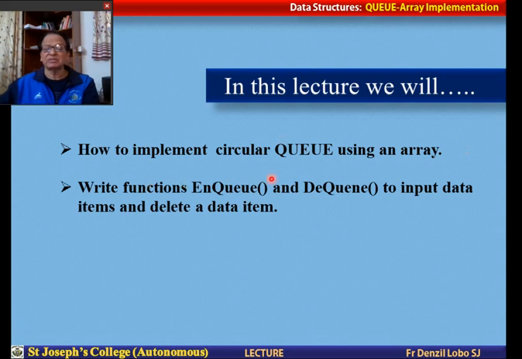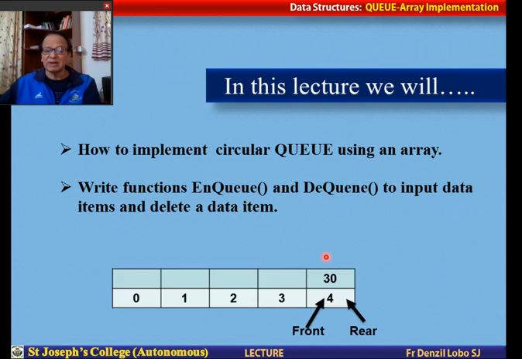And secondly, write functions enq and deq, similar to the functions we have written earlier, to input data items and delete a data item from a queue. A little more complicated than the earlier one. I had simplified the queue structure by copying. After deleting, what we did was at the end we copied all the numbers from the first to the last. That is what we do, and there was no problem as regards an empty queue still being considered as full.